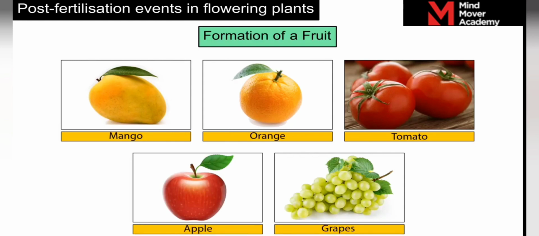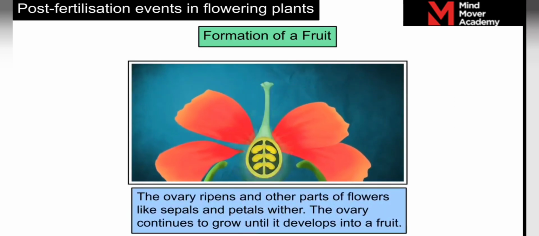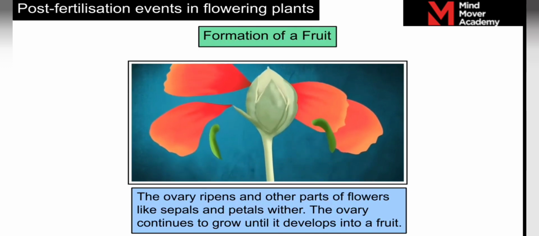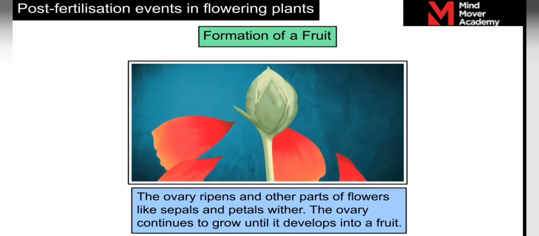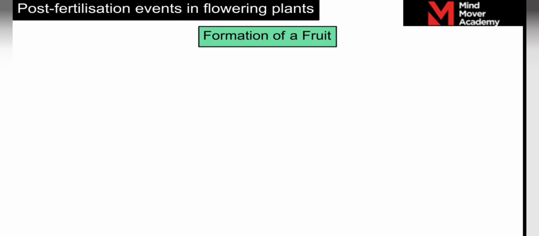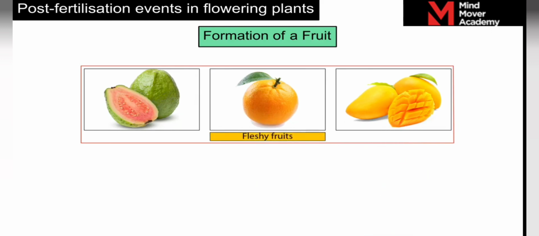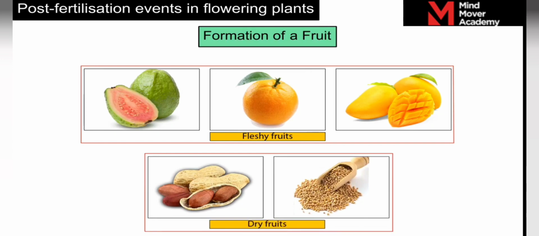Well, let's see. Right after fertilization, the flower loses its shine. The ovary ripens and the other parts of the flower, like sepals and petals, wither. The ovary continues to grow until it develops into a fruit. The fruits may be fleshy as in guava, orange, mango, etc., or may be dry as in groundnut, mustard, etc.